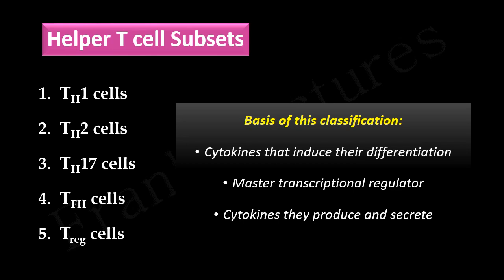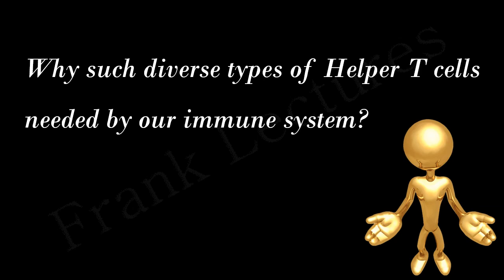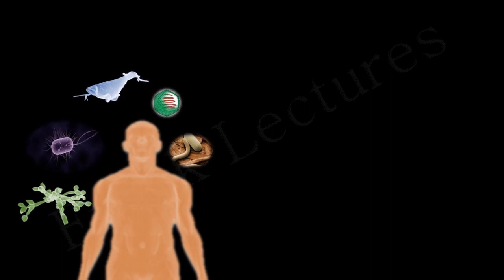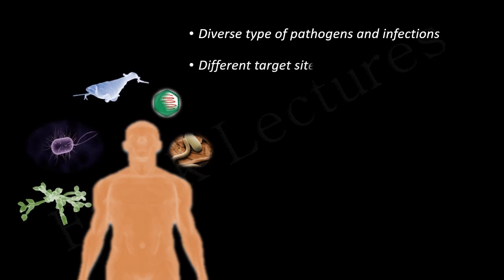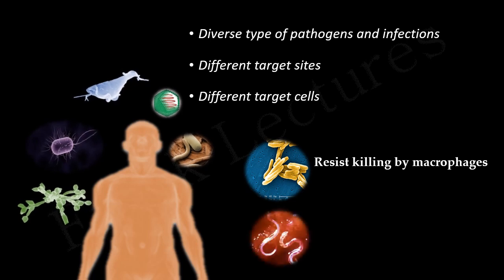Before moving further, let us answer this question: why are such diverse types of helper T cells needed by our immune system? Our body encounters diverse types of infections and infectious agents or pathogens. These pathogens vary according to the sites in the body that they invade, the cells that they target, etc. For example, some pathogens such as mycobacteria are ingested by the phagocytes but they resist intracellular killing. On the other hand, parasites such as helminths are too large, and cannot be phagocytosed.